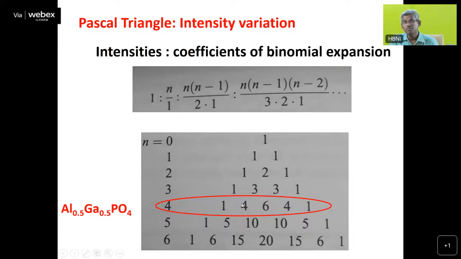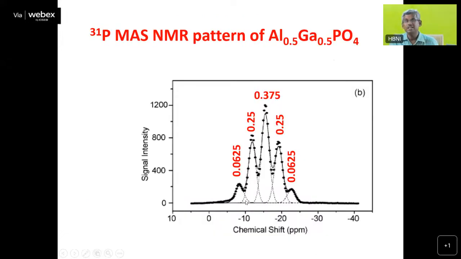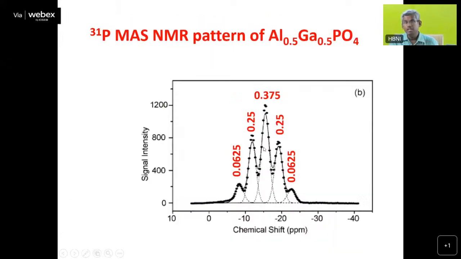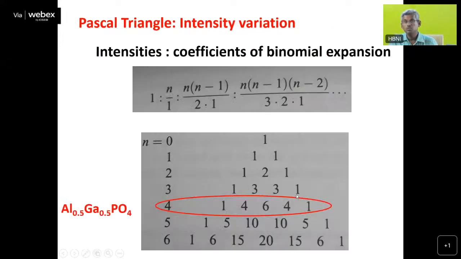So whatever value I have shown here in this case corresponds to n is equal to 4. Because we have actually 5, we have taken n is equal to 0 also as 1. So here 4 has a pattern 1, 4, 6, 4, 1. If you divide 0.0625 by 0.0625, what you get is 1. Here you will get 4, and here you will get 6. Here also you will get 4, here also you will get 1. 1, 4, 6, 4, 1. That is what you are getting here.